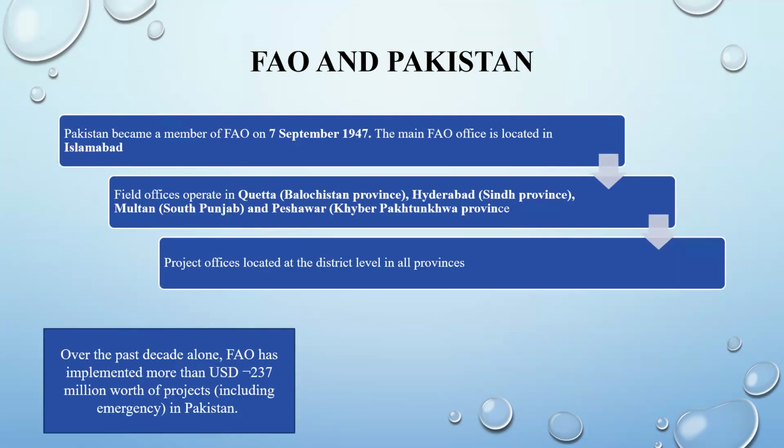So, FAO in Pakistan. Pakistan became a member of FAO on September 19, 1947. The main FAO office is located in Islamabad. It has field offices which operate in Quetta, Hyderabad, Multan, and Peshawar. And it has project offices which are located at the district level in all provinces. Over the past decade alone, FAO has implemented more than $237 million worth of projects, including emergency projects, in Pakistan.